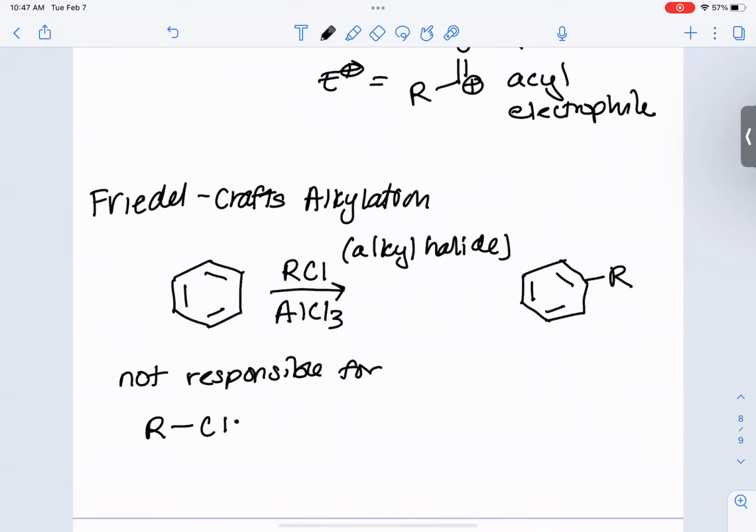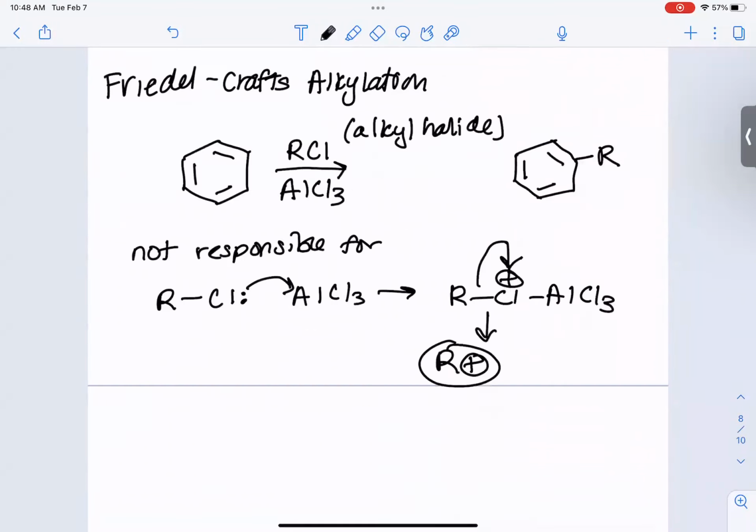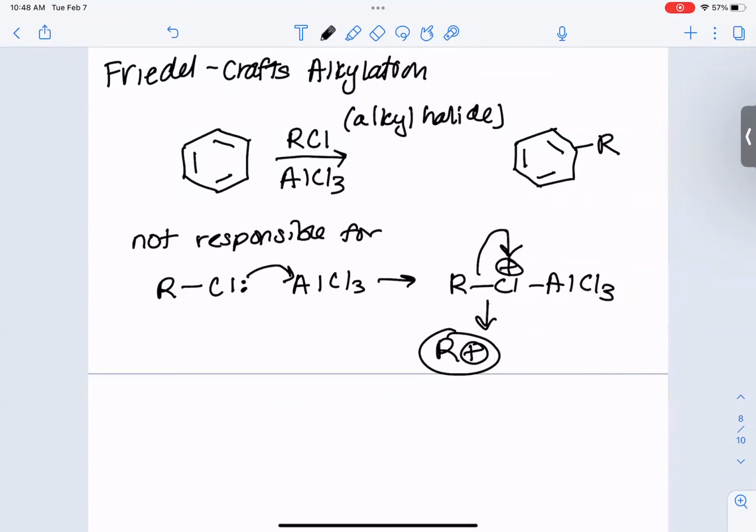So you have your alkyl halide, you have your Lewis acid. Same thing that we saw above. You're going to break that alkyl chloride bond and you get R positive. Now, while this looks very simple, what is R positive? We've encountered this before. What is it when you have a positive charge on an alkyl group? What do we call that? Starts with a C. Carbocation.